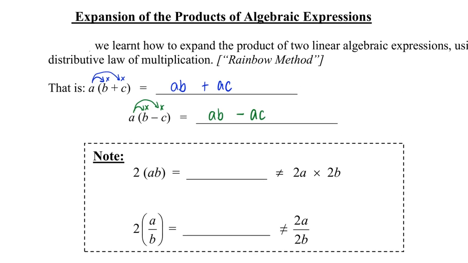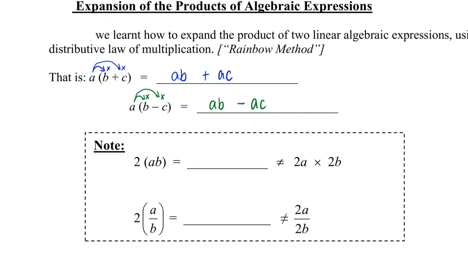Yep. And some things to take note of before we move on to the examples is that 2 times ab is equal to 2ab. It does not equal 2a times 2b. Okay, this is important.